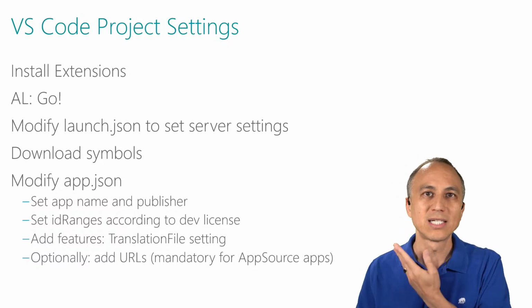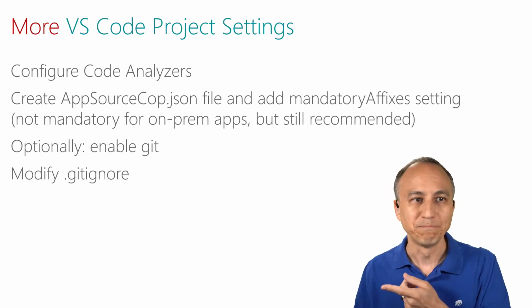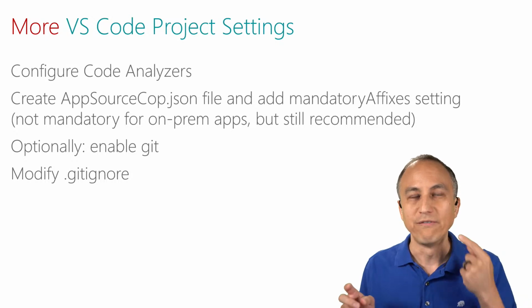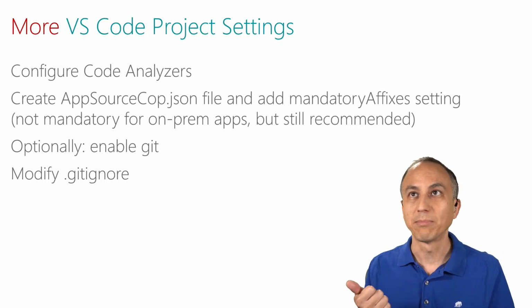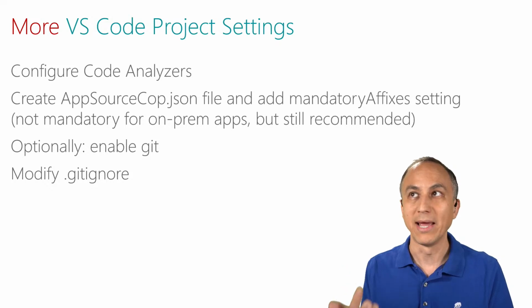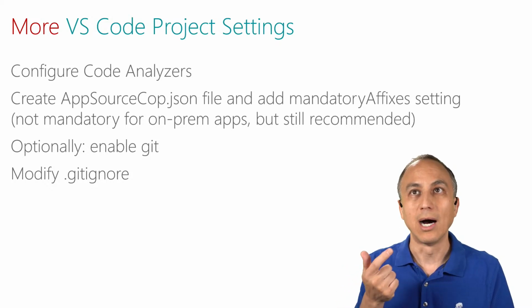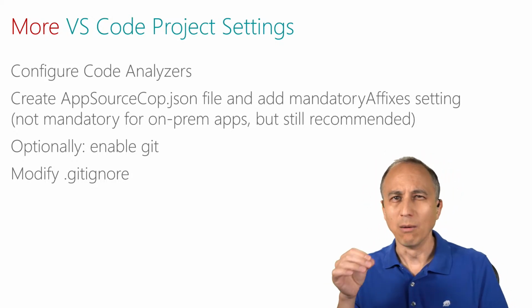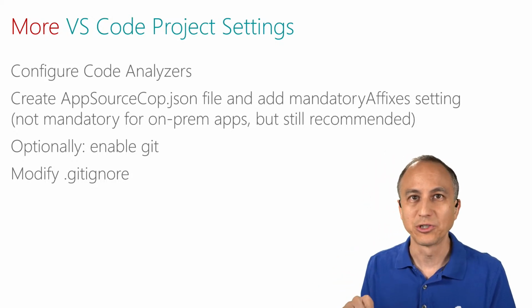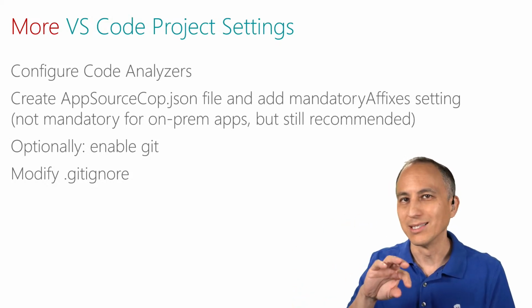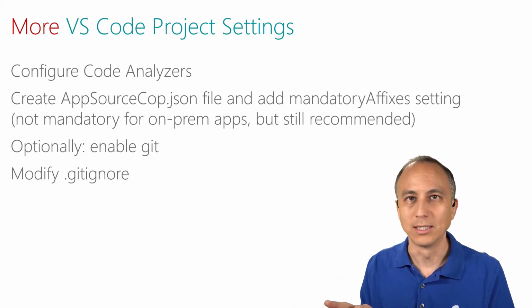So this I've already covered. Next step is what we'll talk about today, configuring code analyzers. This is in chapter 3, creating an appsourcecop JSON file and a mandatory affixes setting. And then optionally you can enable Git and use a git ignore file. I'll probably exclude the Git discussion and make that a separate discussion, because Git is its own animal.